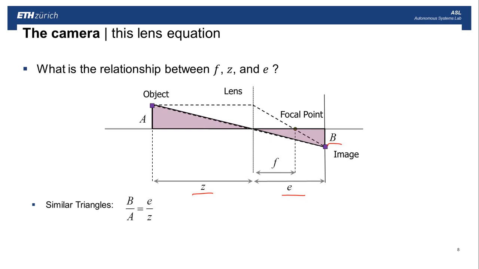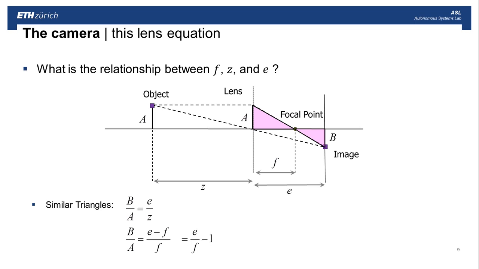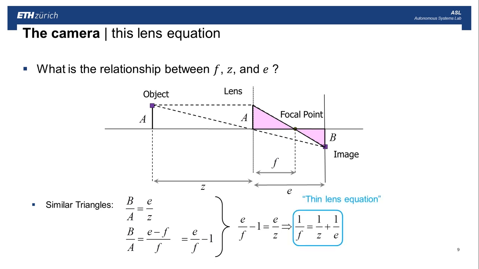From this, we have that b over a equals e over z. Instead, if we now look at these two triangles, we can write that b over a equals (e minus f) over f, which can be simplified into e over f minus 1. If we now equate these two equations, we get this. And if we divide both terms of this equation by e, we get the thin lens equation, which is 1 over f equals 1 over z plus 1 over e.